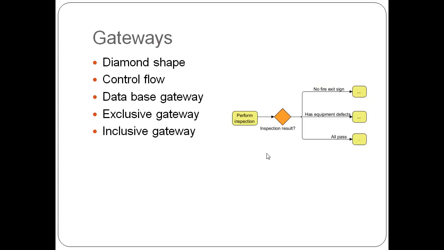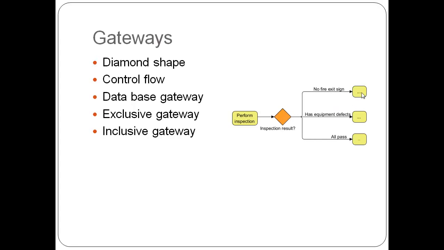But there is an inclusive gateway to deal with a little bit more complicated situations. For example, we perform the inspections and the inspection result could be no fire exit sign, then we will do something, and has equipment defects, then we will do something, or all pass. In this case, we have more situations. The client could have no fire exit sign, but at the same time, he can also have the equipment defects.